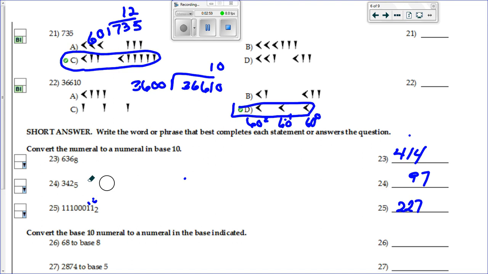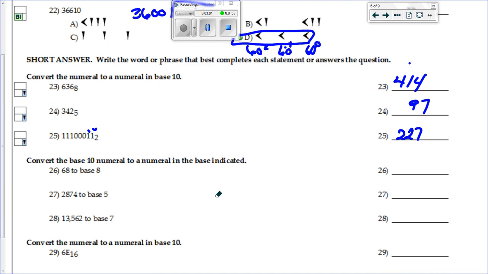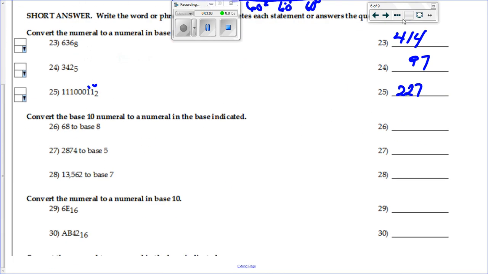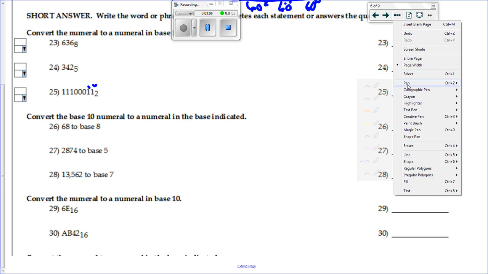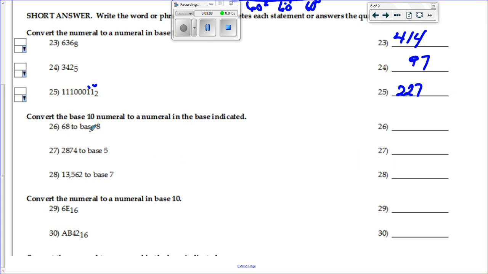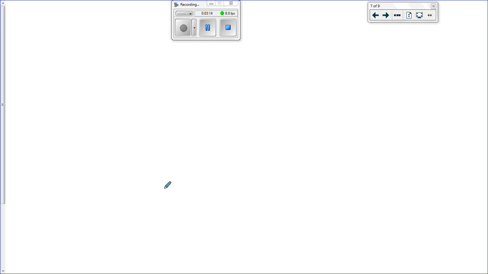Okay, so now that's changing to base 10. Now we're going to change from base 10 to different bases. Okay, so the first one is changing to base 8. So I'm going to go to the next page and come back. So I'm going to take 68 and change it to base 8, which means I'm going to divide by 8.